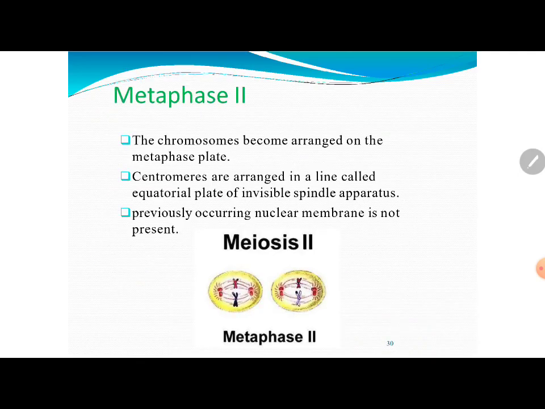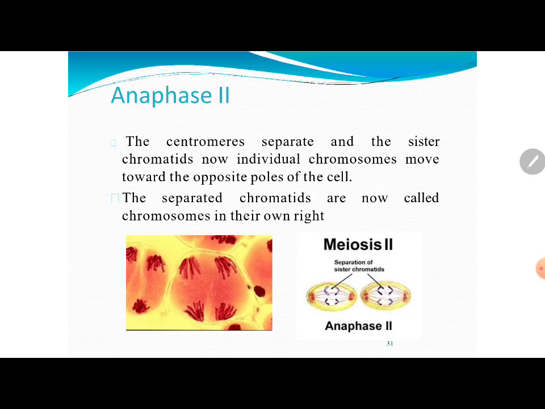The chromosomes become arranged on the metaphase plate. You can see here 2. Centromeres are arranged in a line called the equatorial plate of invisible spindle fibers. The nuclear membrane previously present is absent. The centromeres separate and the sister chromatids, now individual chromosomes, move towards the opposite poles of the cell. The separated chromatids are now called chromosomes in their own right. You can see single cells now. This is the haploid number.